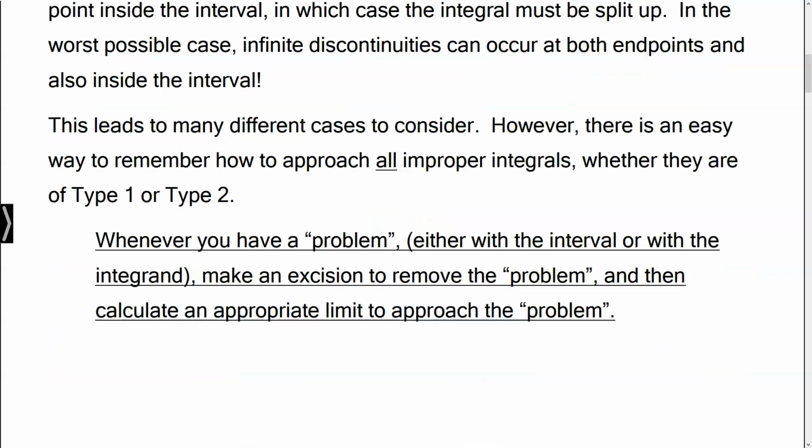Whenever you have a problem, whether it's with the interval itself or with the integrand, simply cut it away. Make an excision, remove the problem, and then get as close to the problem as you can. Make an approximation, and then calculate an appropriate limit to approach that problem. And the value of that limit is going to be the improper integral. It's a simple idea, but it encompasses all the different cases, both in this video and the previous one.